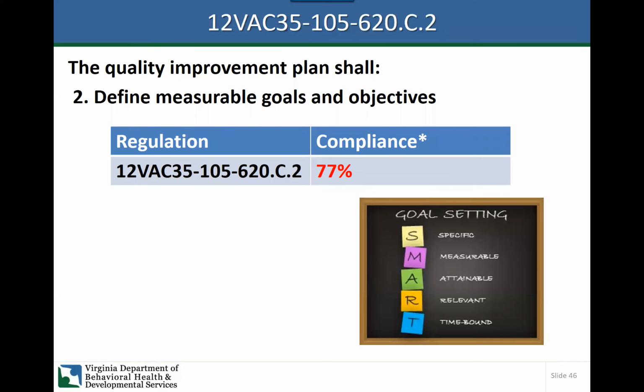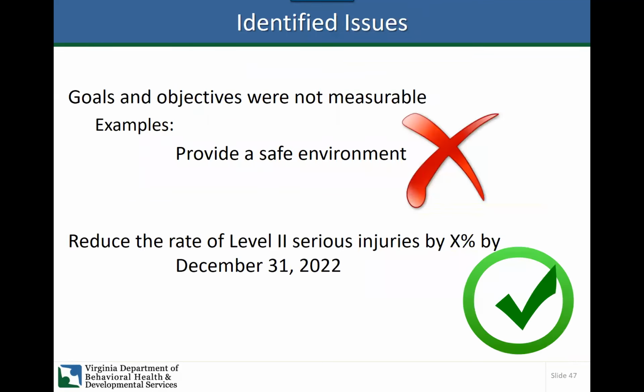So what did we identify? Well, we'll look at the next slide. We will see that a lot of providers struggled with getting what was truly a measurable goal and objective. So for example, provide a safe environment. That's a good goal, but it's not measurable. So reduce the rate of level 2 serious injuries by a certain percent by December 31st. That would be a measurable objective.